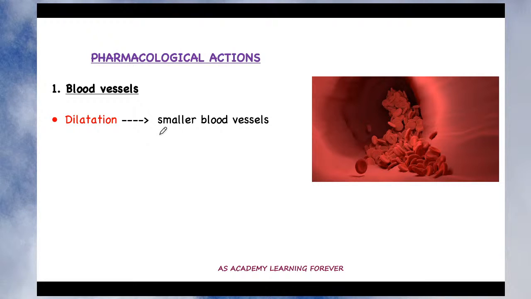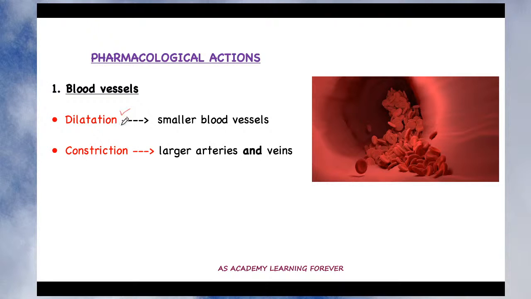What do we mean by smaller blood vessels? The larger blood vessels are the veins and arteries, whereas smaller blood vessels are the arterioles, venules and capillaries. In the case of smaller blood vessels, histamine produces dilatation, right? Whereas in the case of larger arteries and veins, histamine produces exactly the opposite action.